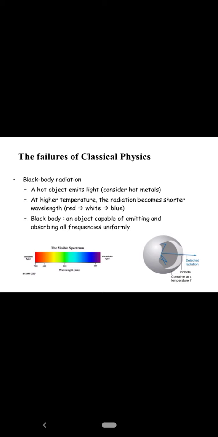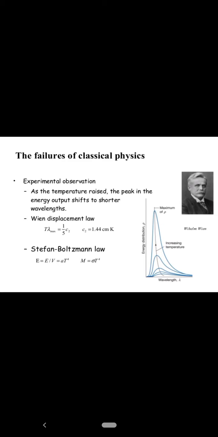One such phenomenon is black body radiation. Black body radiation occurs when a hot object emits light. At higher temperature, the radiation becomes of shorter wavelength. An object capable of emitting and absorbing all frequencies uniformly is known as a black body. The experimental observation: as the temperature is raised, the peak in the energy output shifts to shorter wavelengths.